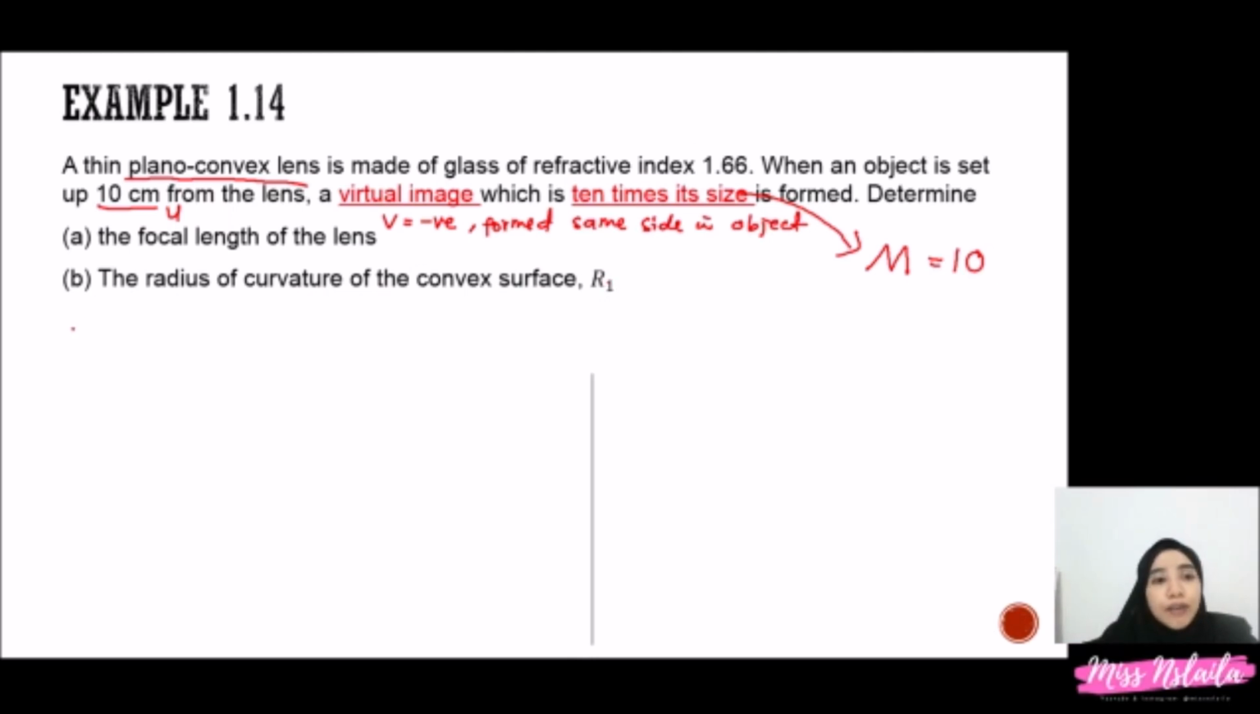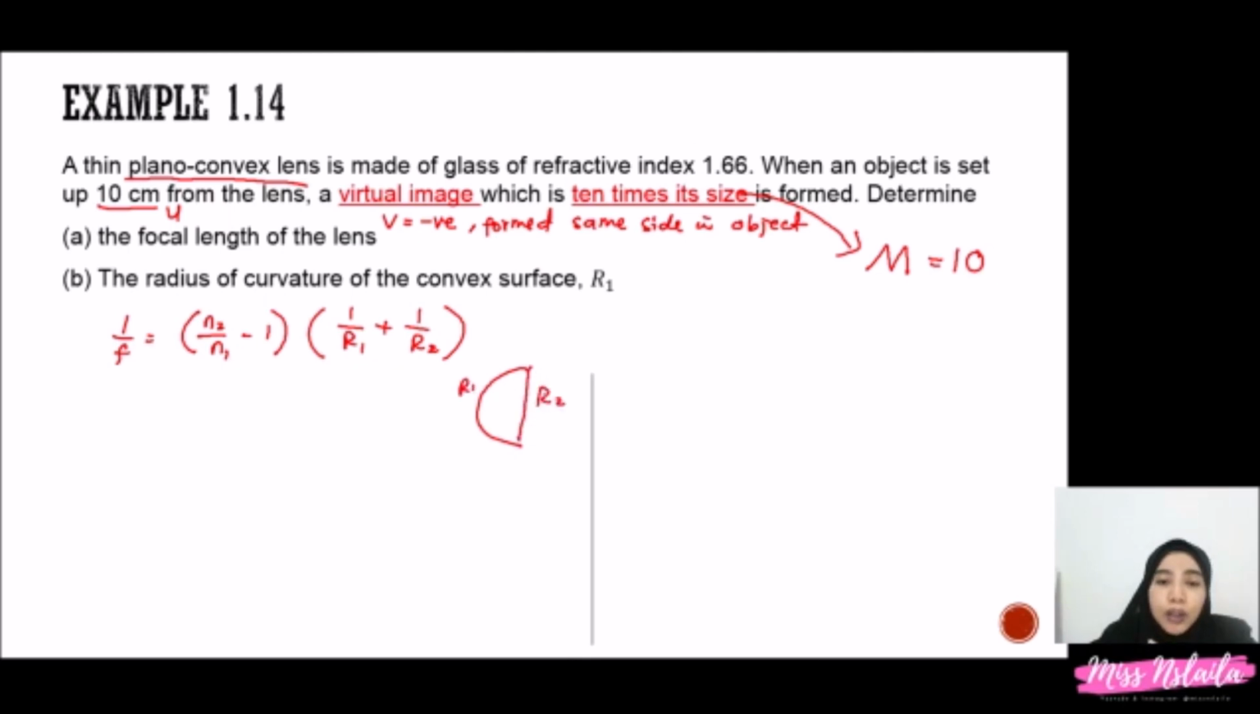So if you want to solve for the focal length of the lens using lens maker equation, we have 1 over F equal to N2 over N1 minus 1 times 1 over R1 plus 1 over R2. I'm using the first method. If you want to use this equation to solve for focal length, we actually do not have the radius of curvature for both surfaces. Let's say the shape of the lens is like this, and this is R1, this is R2. R2 for sure we know that it will be infinity. But R1, we don't have the value. So let's skip this equation and try to use thin lens equation.